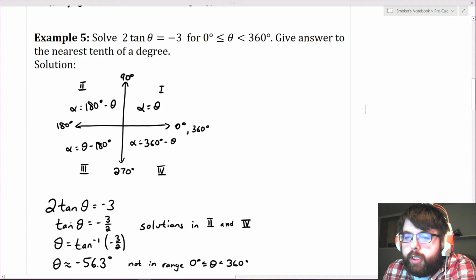Now we have tangent, and it's equal to a negative. That's very important, because tangent is negative in the second and fourth quadrants. That means we're going to have solutions in the second and fourth quadrants. We're going to have 2 solutions as always, and they'll be in the second and fourth quadrant.